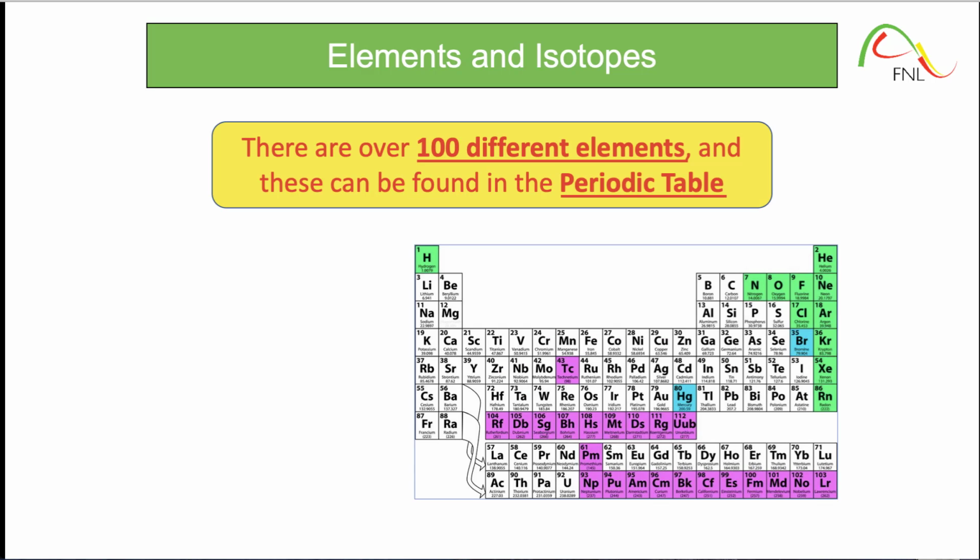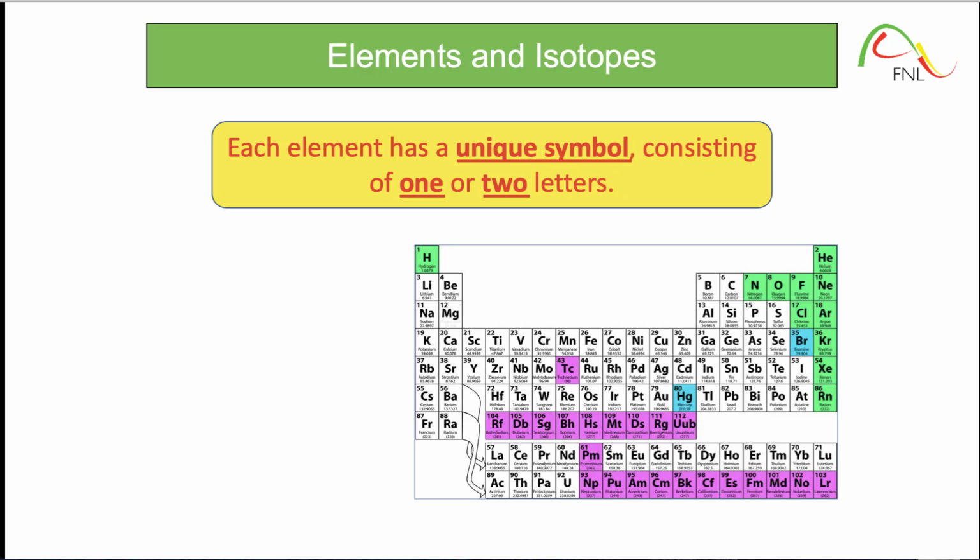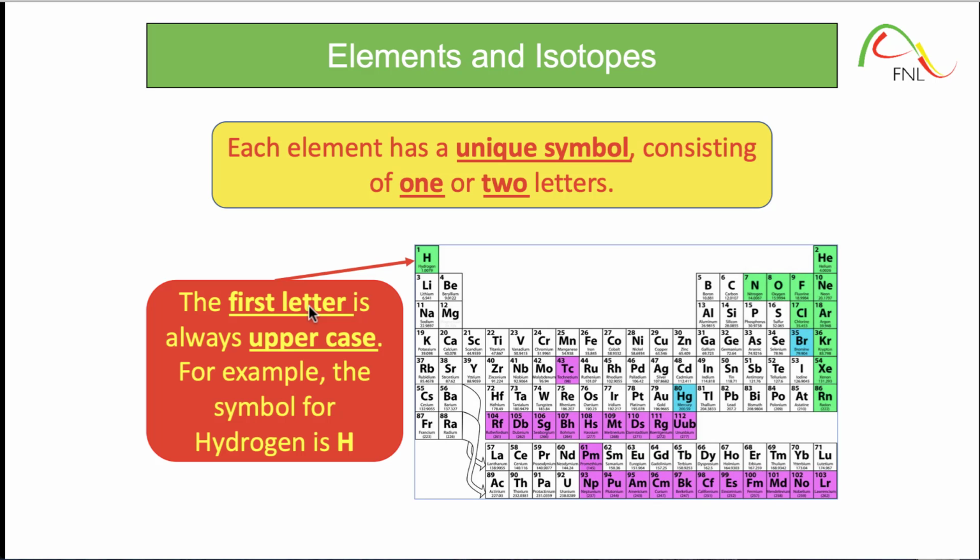Here's a periodic table. We looked at this before. There are over 100 different elements in the periodic table. We're now probably about 115, so it's getting bigger by the day. Now each element in the periodic table has a unique symbol consisting of one or two letters. The first letter is always uppercase. For example, the symbol for hydrogen is H.